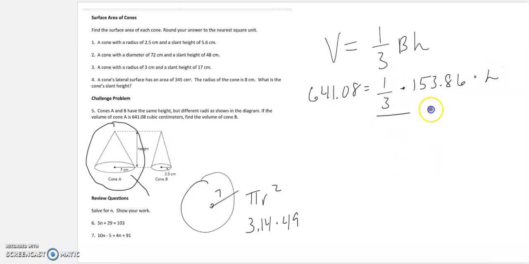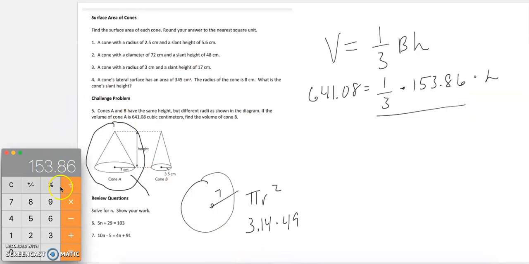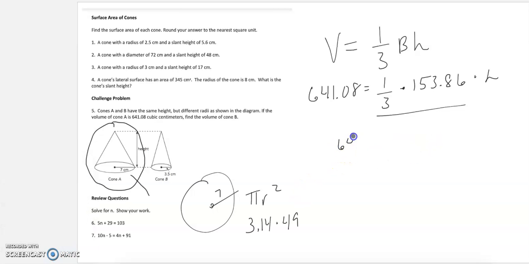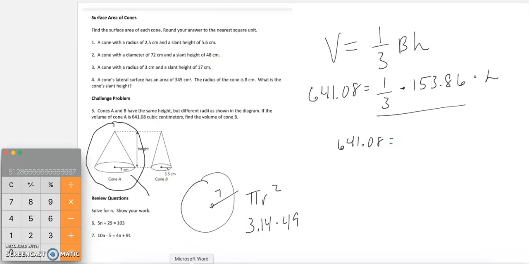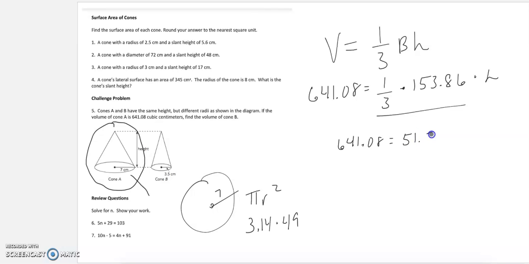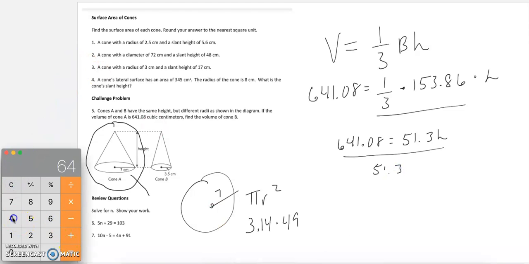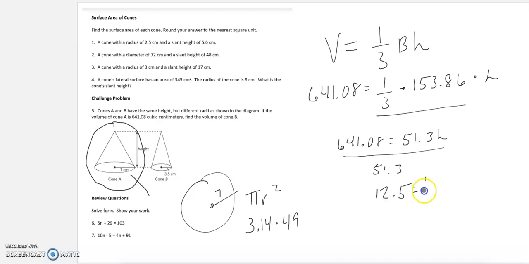So let's simplify this part. I can just divide 153.86 by 3, and that gives us 51.3, we'll say. So I'm left with 641.08 is equal to 51.3 H. I'm going to divide both sides by 51.3, and I wind up with 641.08 divided by 51.3, which gives us 12.5, we'll say. So 12.5 is the height.